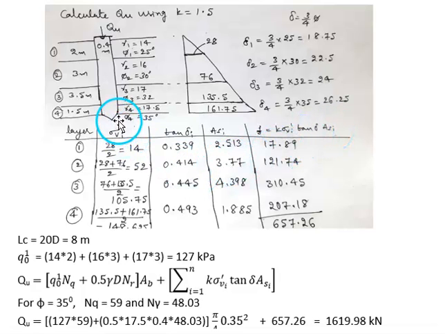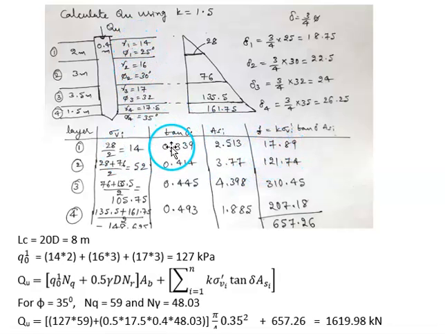For end bearing resistance, we should take the soil properties corresponding to the pile tip. So at the pile tip, the phi value is 35 degrees. So Lc value is taken as 20 times the diameter. Corresponding to 8 meter depth, we have to find the Q naught dash value. Then we have to substitute in the end bearing resistance equation, and then multiply with the area of the pile.